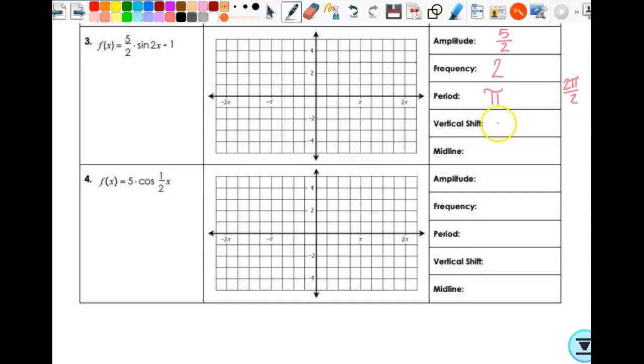I have a vertical shift of -1, which means my midline is y equals -1. This is a sine function. So my little parent function looks like this. I've got 5 anchor points here. First thing I want to graph is my midline. That's at y equals -1. That is my new x-axis.